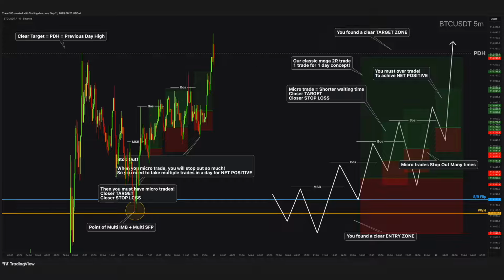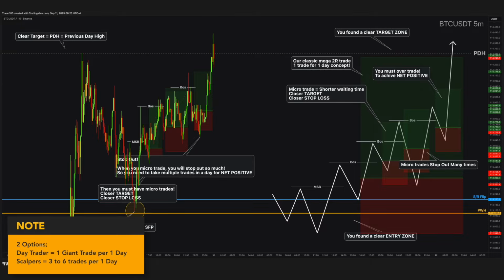But as I mentioned earlier, micro trades come with a major problem. You will get stopped out too often. So the only way to make this work is by taking at least 3, 4, maybe even 5 or 6 trades in a single day, so that overall you can still achieve a net positive result with these micro scalping techniques.